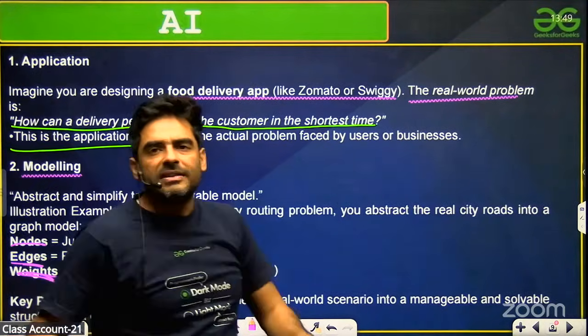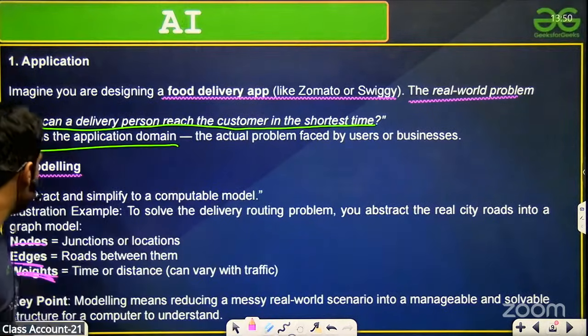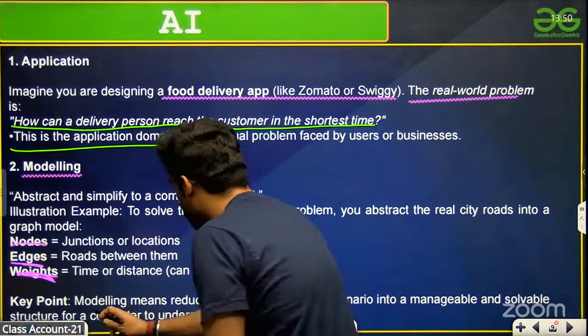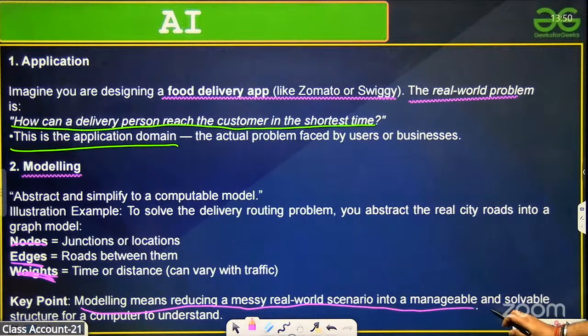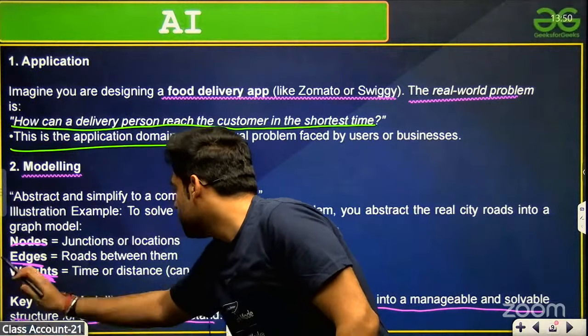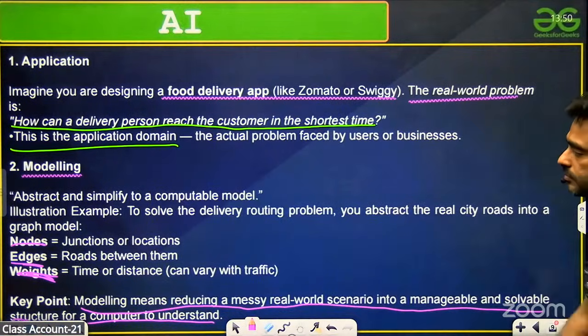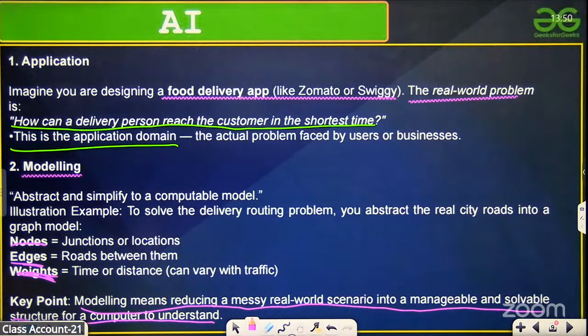We have a number of methods. We can use graph paper, anything. That is modeling. So what is modeling? It means reducing a messy real world scenario into a manageable and solvable structure for a computer to understand. So this is what modeling is.